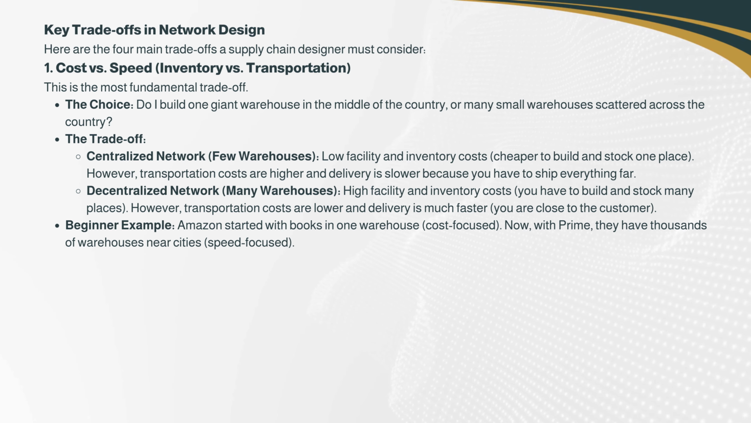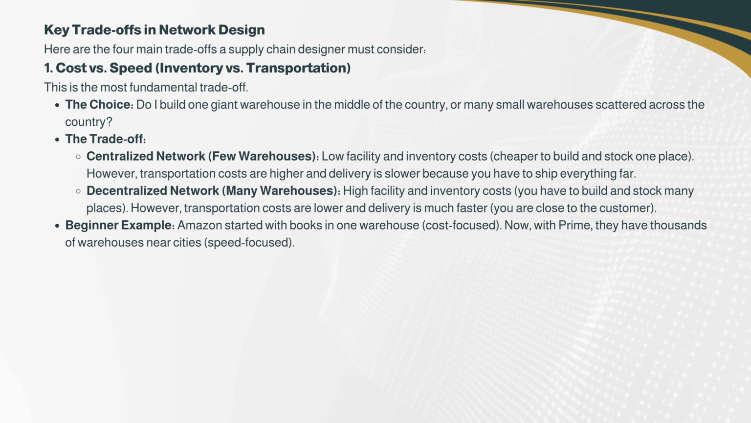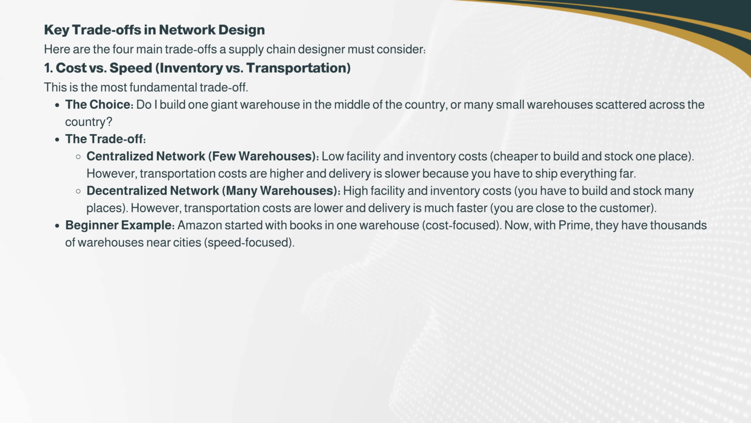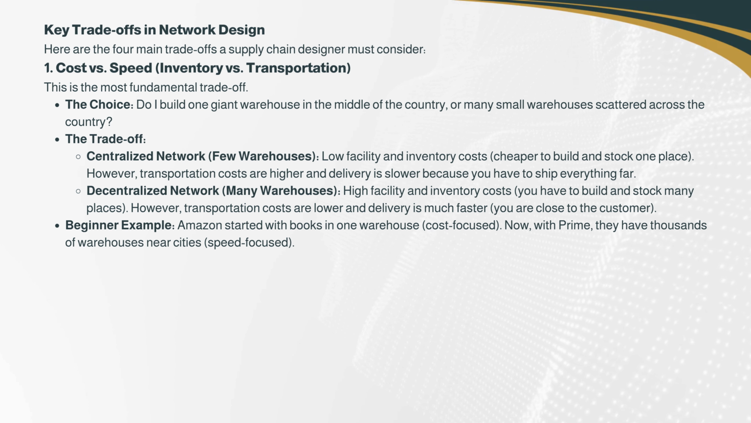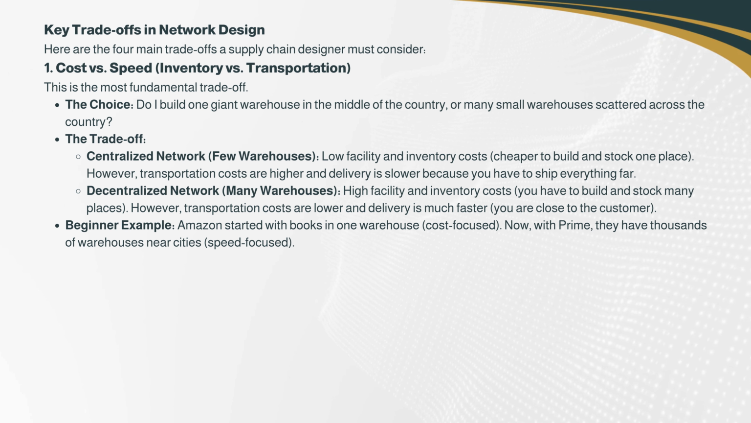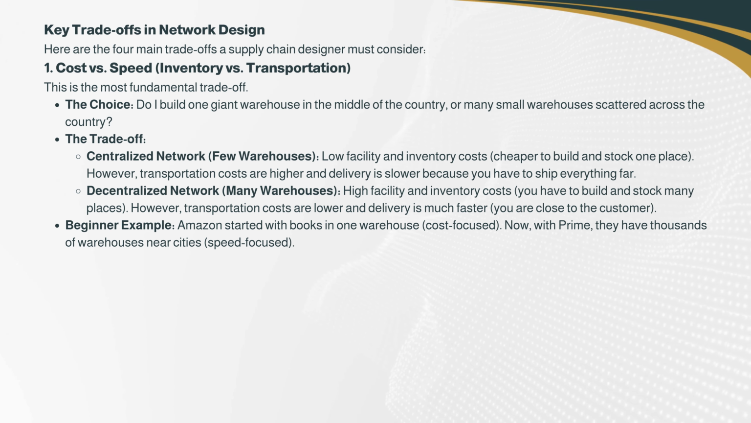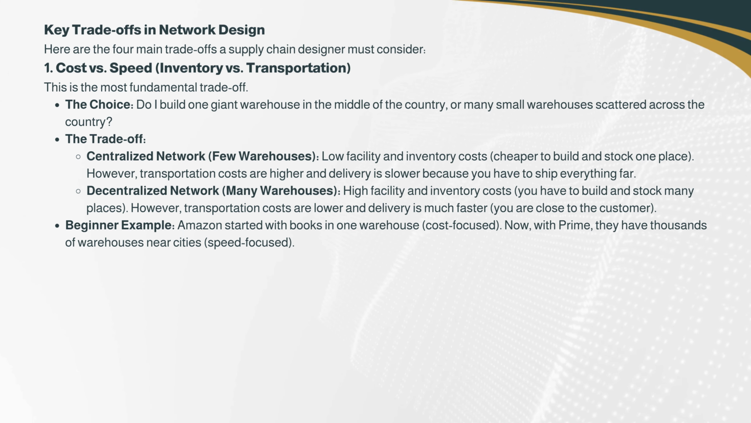However, transportation costs are higher and delivery is slower because you have to ship everything far. Decentralized network, many warehouses, high facility and inventory costs, you have to build and stock many places. However, transportation costs are lower and delivery is much faster, you are close to the customer. Beginner example. Amazon started with books in one warehouse, cost-focused. Now, with Prime, they have thousands of warehouses near cities, speed-focused.